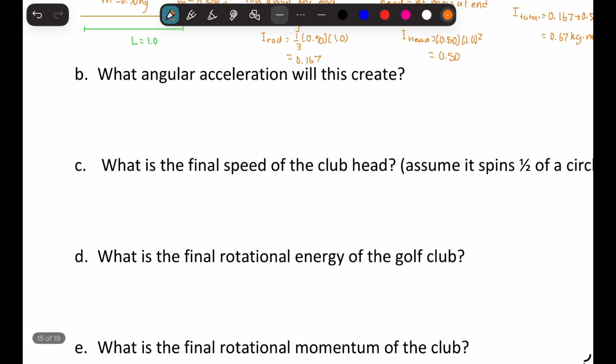What is the angular acceleration that this will create? So torque is equal to the moment of inertia times angular acceleration. Solving for angular acceleration, that's going to be equal to torque over moment of inertia. That's going to be 50 over 0.67. That's going to equal 75 rad per second squared.